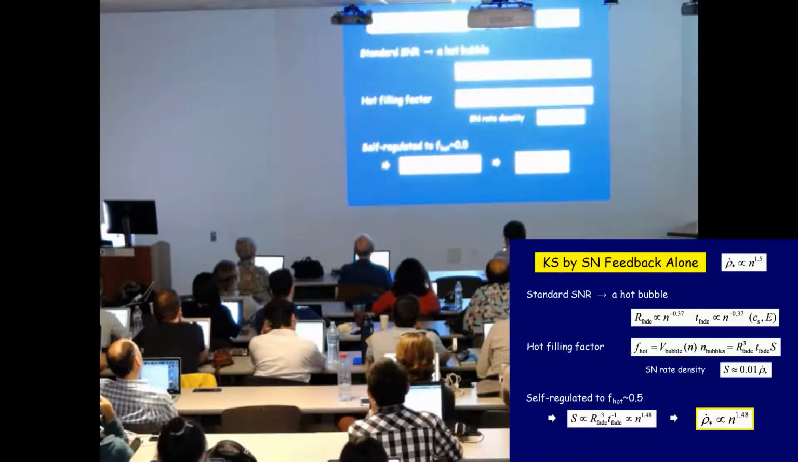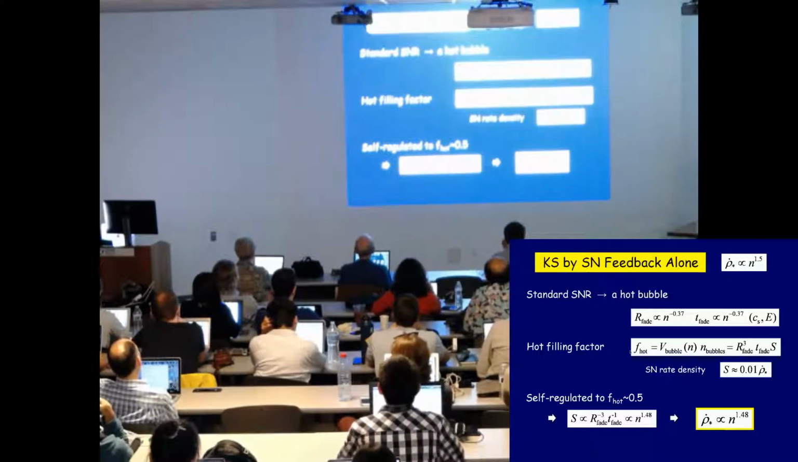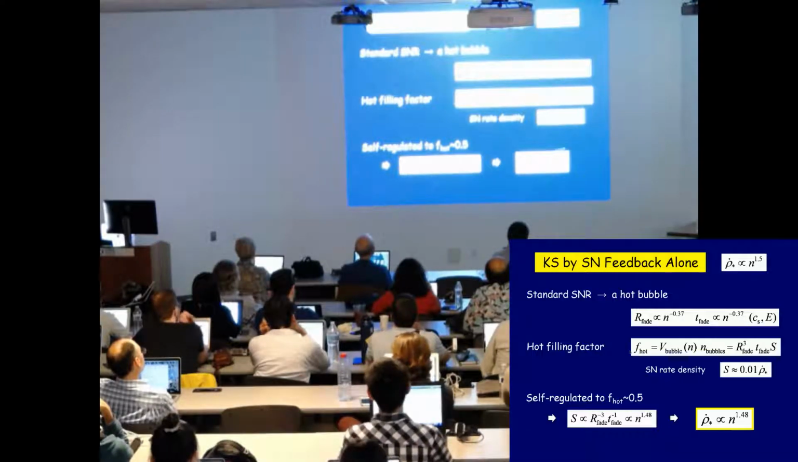This is the hot filling factor, and the idea of a self-regulation to a constant value, putting a constant here, will tell me that the supernova rate is going to be proportional to R_fade^-3, the volume, times the time from here, and given these values, you get 1.48. Very suspiciously close to the 1.5 we are looking for.